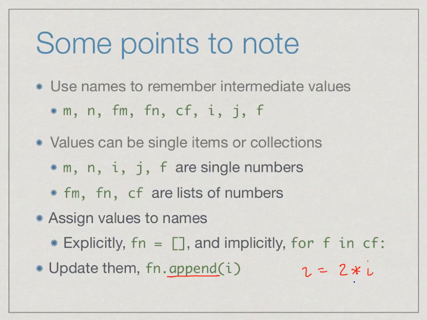So star stands for multiplication. This does not mean that i is equal to 2 times i arithmetically, because obviously unless i is 0, i cannot be equal to 2 times itself. What this means is take the current value of i, multiply it by 2 and assign it to i. So we will see this as we go along. But assignment can either assign a completely new value or it could update the value using the old value. So here we are taking the old value of the list fn and we are appending a value to it and getting a new value of fn.